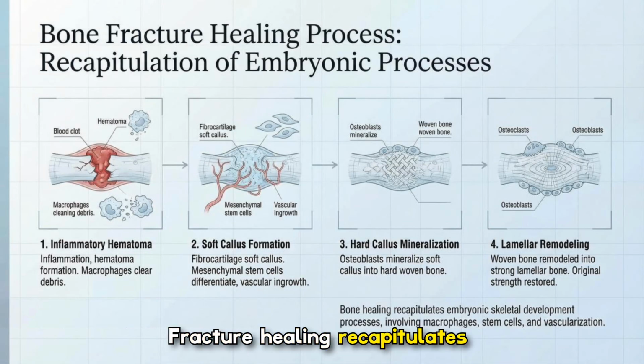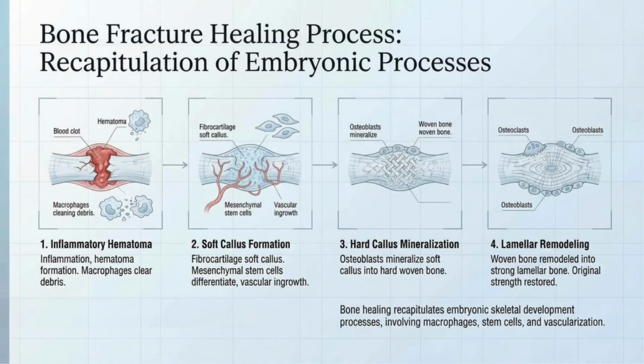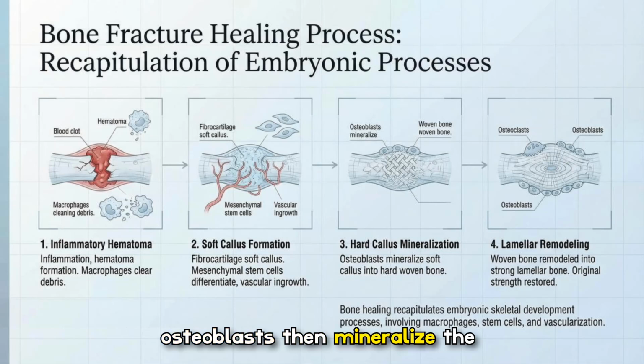Fracture healing recapitulates embryonic bone development in stages. An initial inflammatory hematoma is cleared. A soft callus forms with fibrocartilage and vascular ingrowth. Osteoblasts then mineralize the callus into hard woven bone. And finally, lamellar remodeling restores organized, strong bone, illustrating how repair mirrors development through coordinated cellular activity.